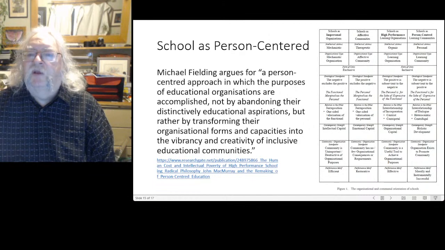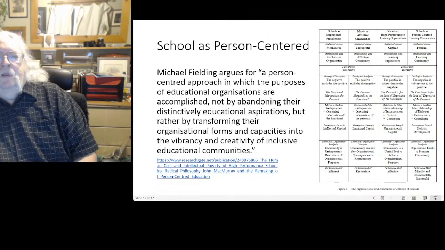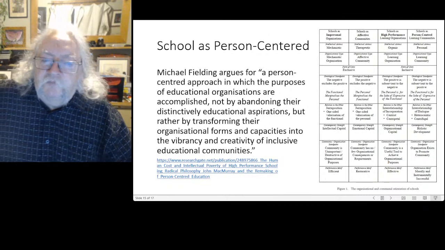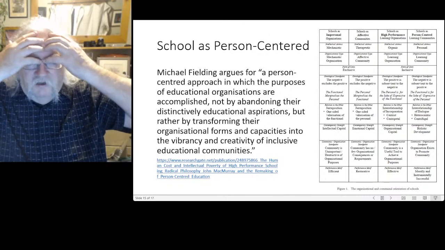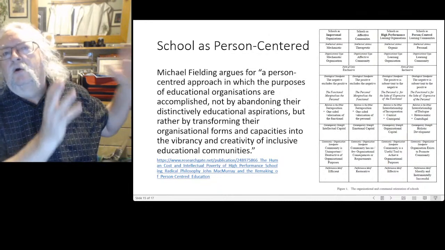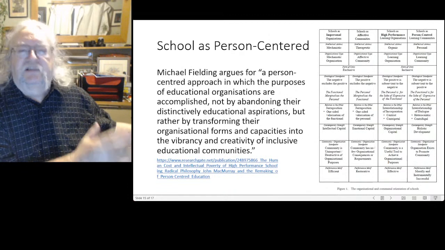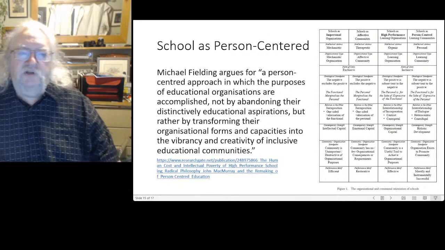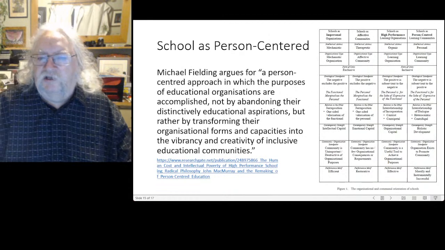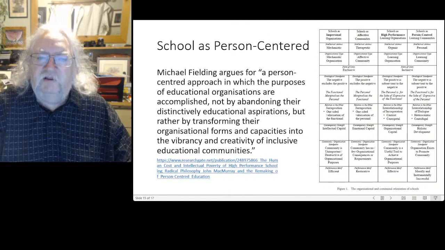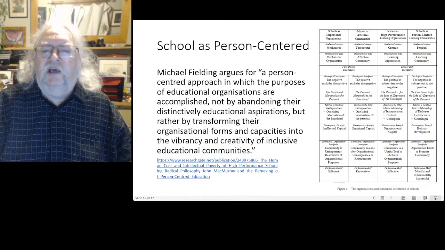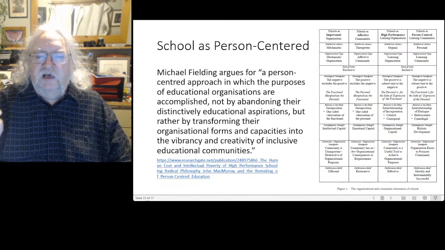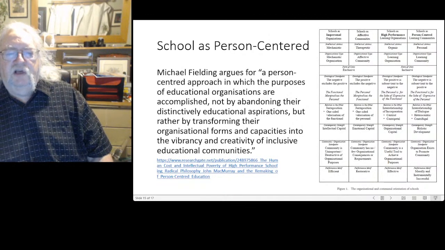We can look at this from the perspective of schools as a changing way of looking at schools and looking at education generally over time. And just as an aside, ask yourself where current discussions of ethics in analytics and AI are situated. Michael Fielding argues for what he calls a person-centered approach in which the purposes of educational organizations are accomplished not by abandoning their distinctively educational aspirations, but rather by transforming their organizational forms and capacities into the vibrancy and creativity of inclusive education communities.